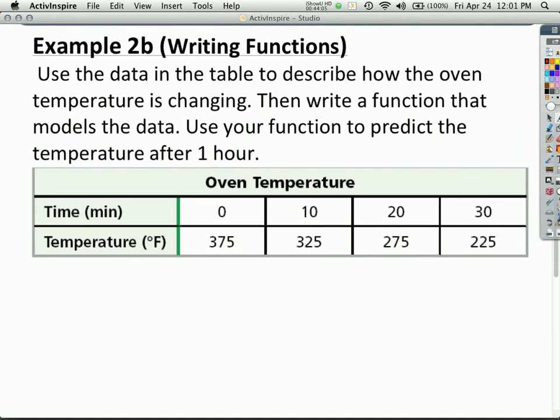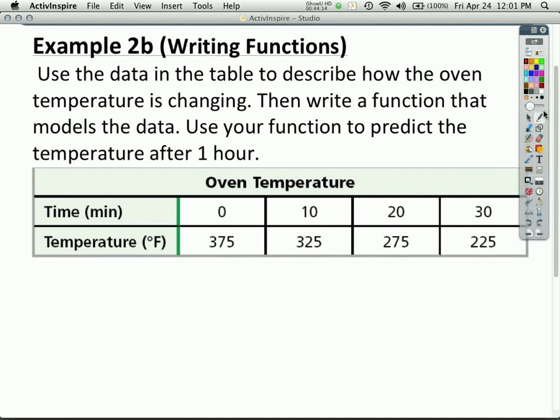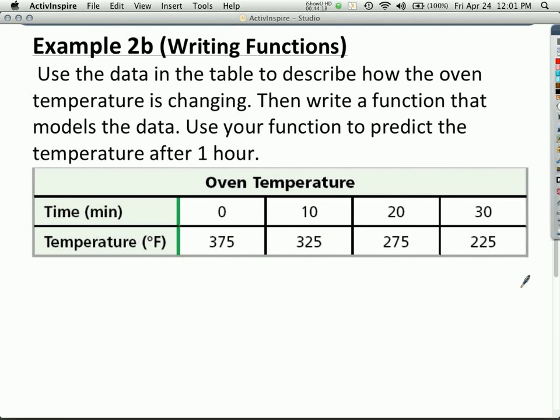So, for this table, I would like you to write a horizontal table, so a quick little horizontal t-table. And usually with a horizontal table, the top row would be the inputs and the bottom row is the outputs, and that is the case here. So this is the x's and the y's.